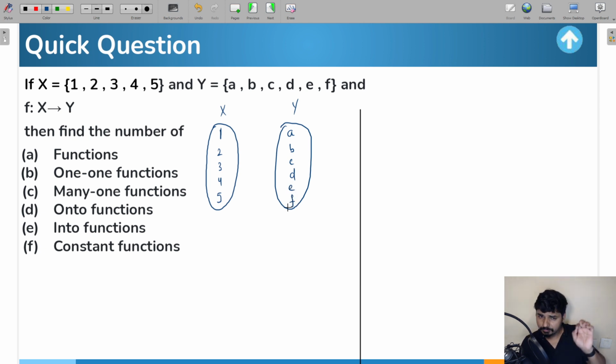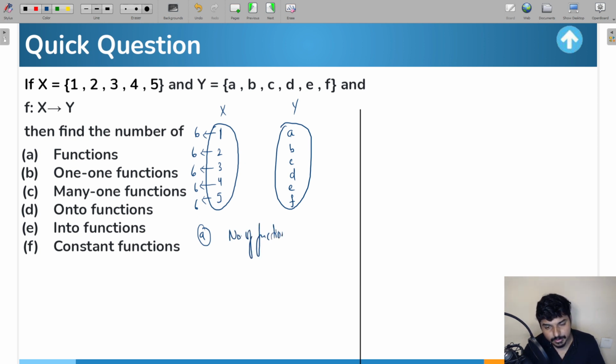Now to calculate the total number of functions, you do know the logic. For question number A, element 1 can get related to any element of Y in how many ways? 1, 2, 3, 4, 5, 6. So this can be done in 6 ways. This can be related in 6 ways. This can also be related in 6 ways. This can be related in 6 ways. This can be related in 6 ways. The total number of functions is going to be 6, which is repeating 5 times. So the total number of functions is simply going to be 6 raised to 5. That is going to be the answer.